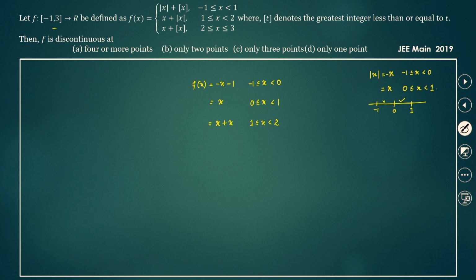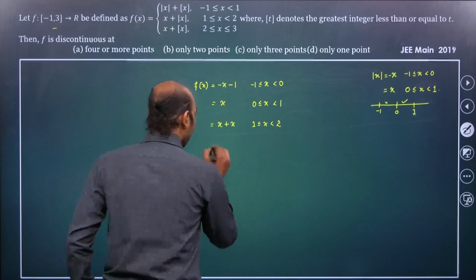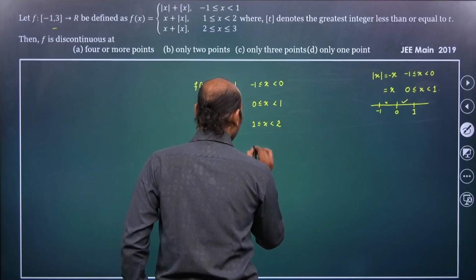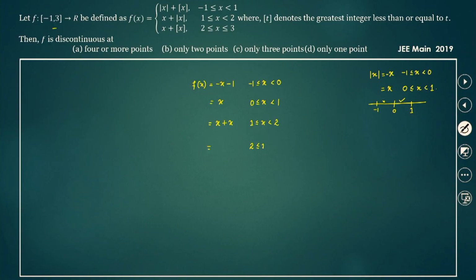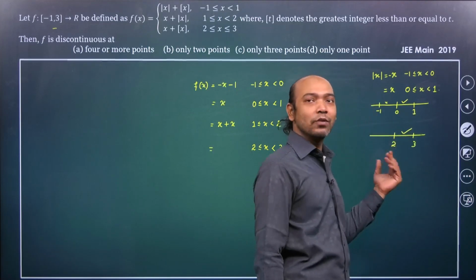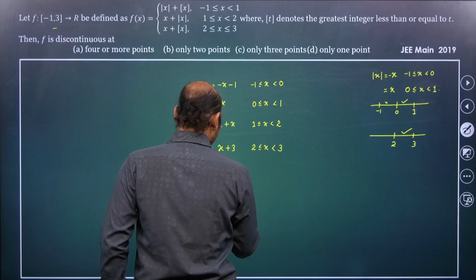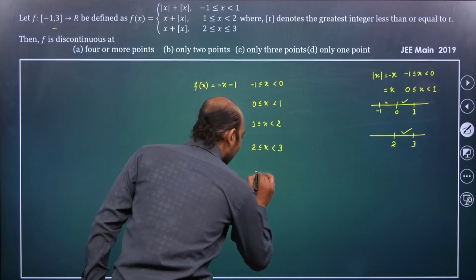Now only one condition is left, that is 2 to 3. So we have 2 less than or equal to x less than 3. Between 2 and 3, let's draw the number line. What is the greatest integer function here? Somewhere in this interval, the value of the greatest integer will be 2. So this gives x plus 2. That's it. Now we need to calculate at x equal to 3 as well.